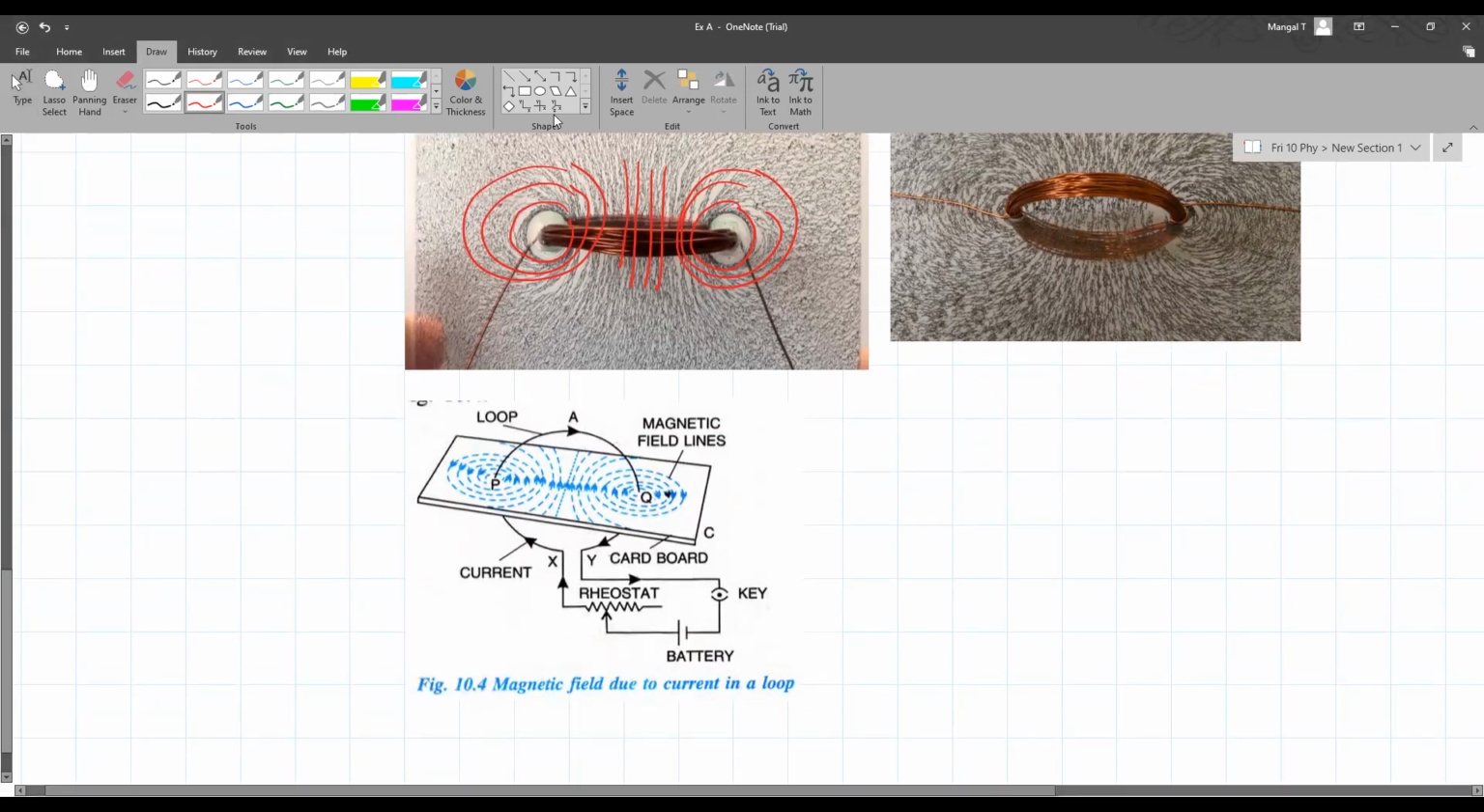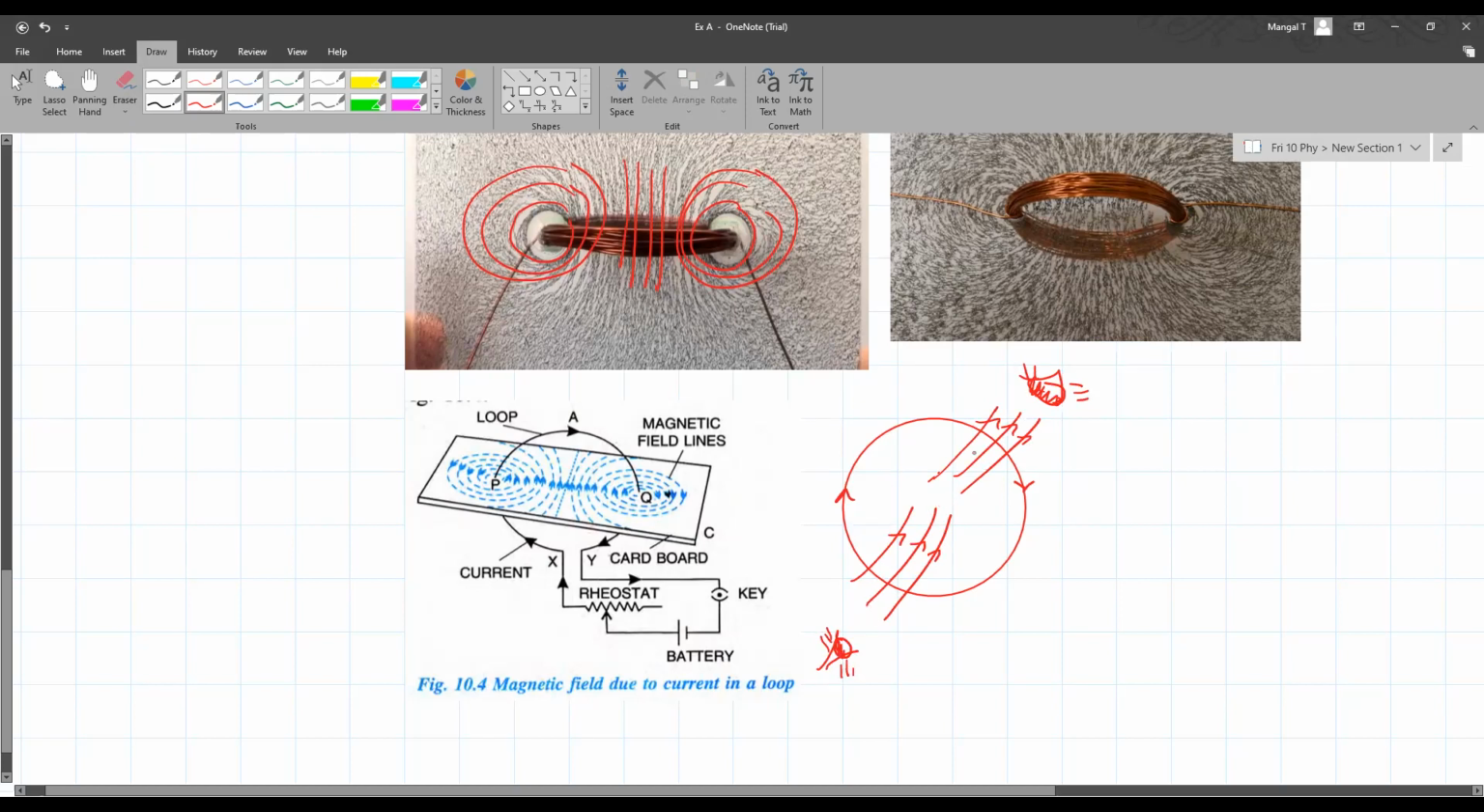What I want you to notice over here is the direction of the current in the loop is like this. And if you see the direction of the magnetic field lines, they are going inside the loop, and on the other side they are coming out. So if you are looking at the loop from the other side, you will feel that the lines are coming out. But if you are looking at the loop from this side, you will see that the lines are entering inside.